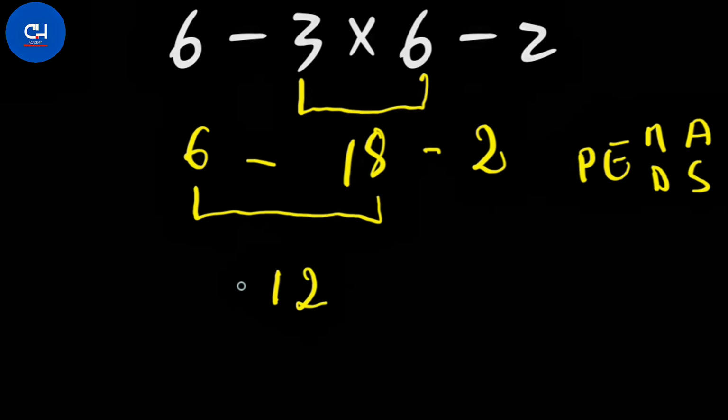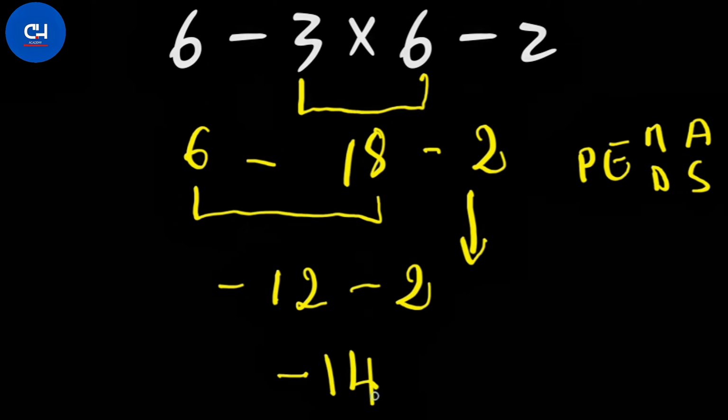Then we're going to copy this sign here. That's negative 12. We'll take this down: minus 2. Negative 12 minus 2 is negative 12 minus 2, which is 14. So negative 14. This is the final answer for this expression. 6 minus 3 multiplied by 6 minus 2 is equal to negative 14.